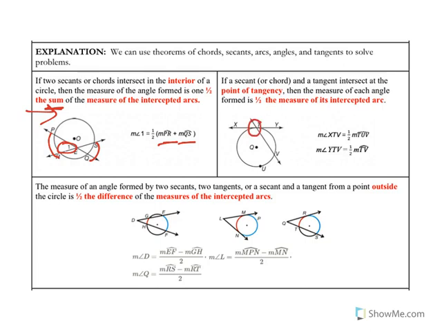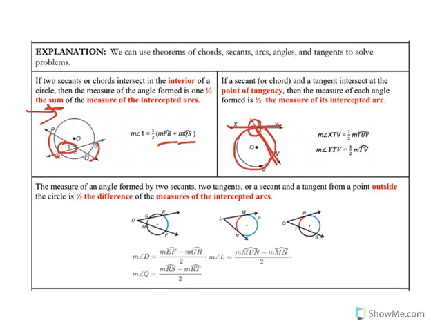All right? If a secant or chord and a tangent intersect at the point of tangency, that's there, then the measure of each angle formed is 1/2 the measure of its intercepted arc. So if you look at XTV, which is this angle here, it's going to be 1/2 of this arc. If you look at just YTV, it's going to be half of this arc. So it depends on which arc it's intersecting, but it's going to be half of that.